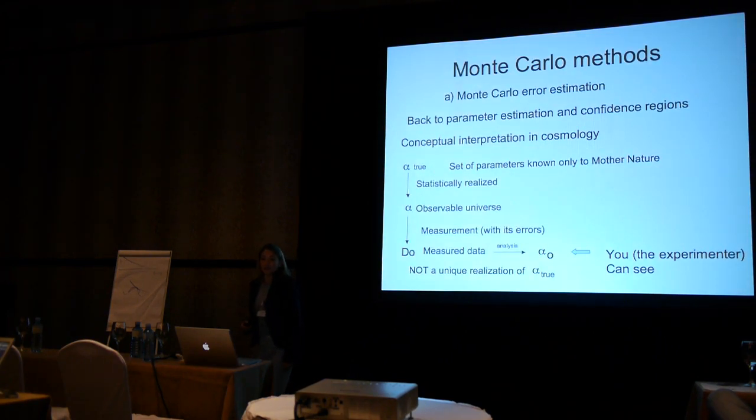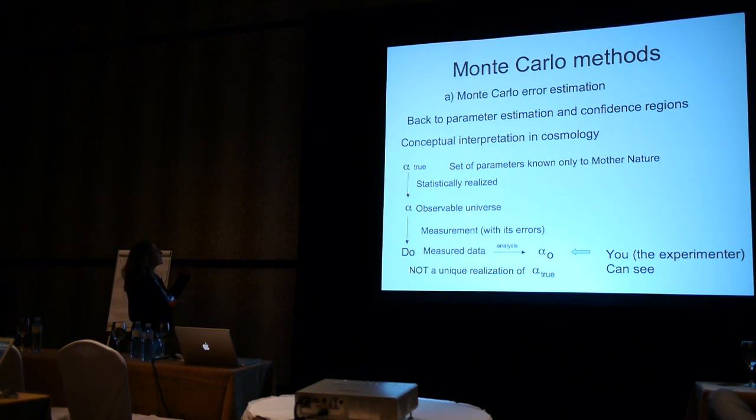Okay, so Monte Carlo error estimator. Let's go back to parameter estimation and confidence region. And let's reinterpret with the conceptual interpretation in cosmology. So let's say that there is alpha true, which is a set of cosmological parameters only known to Mother Nature.